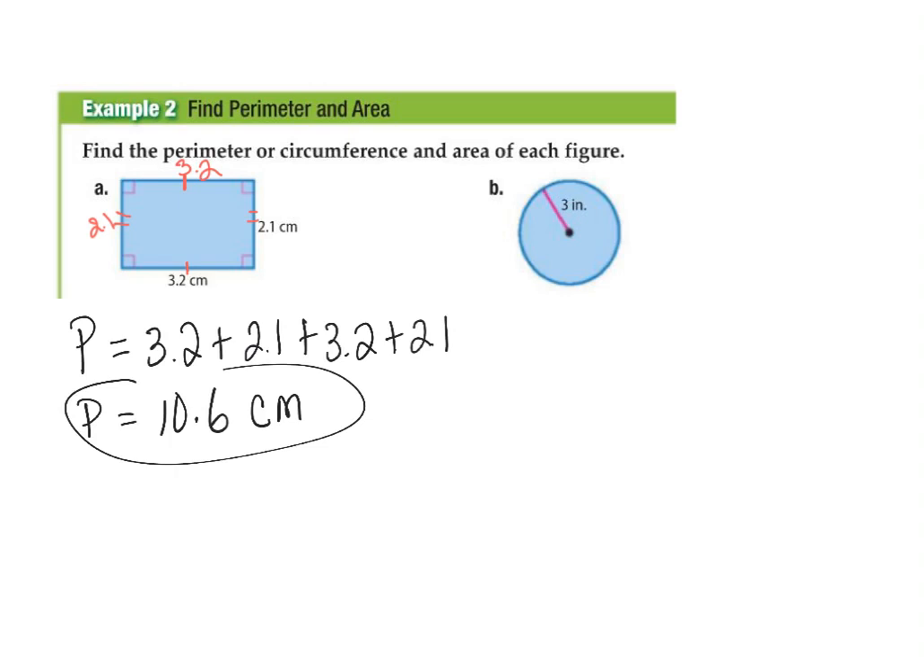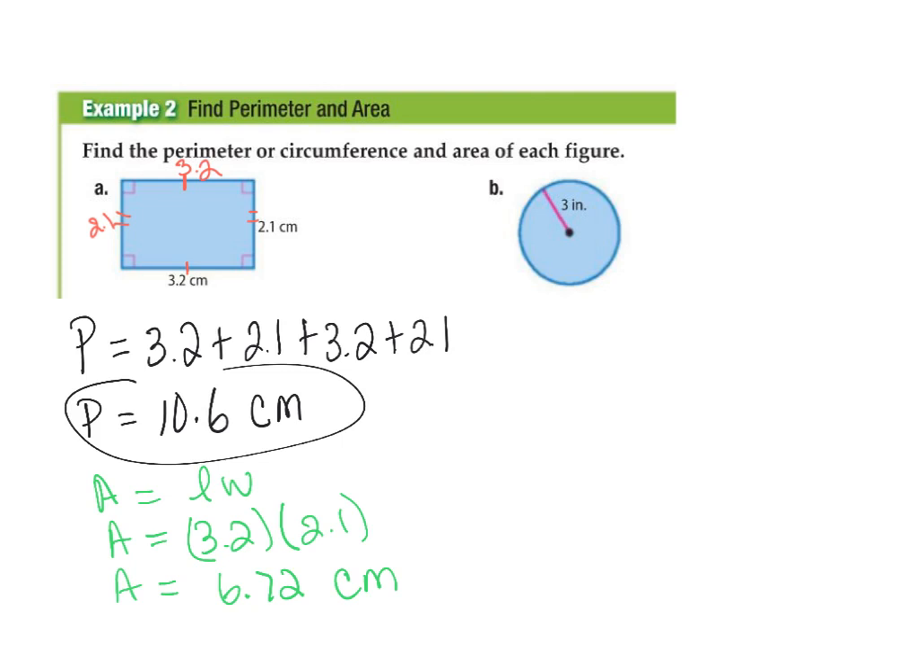Now for area, I'm going to refer to my formula. Area would be length times width for a rectangle. So the length can be 3.2 times the width, 2.1. When I do this multiplication, I will get an answer of 6.72. We're talking about centimeters, but now my unit is going to be squared, because when we're talking about area, it doesn't matter what shape, the units will be squared.